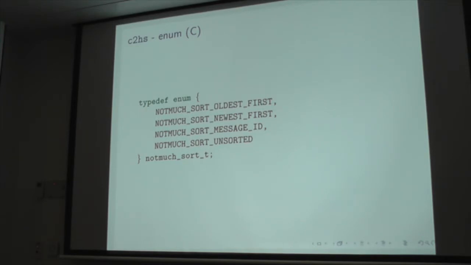So for enums, or enumeration types, in C it looks like this. We say typedef enum, and then just a bunch of, they're not constants, they're enumeration values. This is kind of like a sum type of nullary constructors in Haskell. So is that sort oldest first, sort newest first, sort by message ID, and so on. This is just an enumeration defining a sort strategy, and the name of this type is notmuch_sort_t.